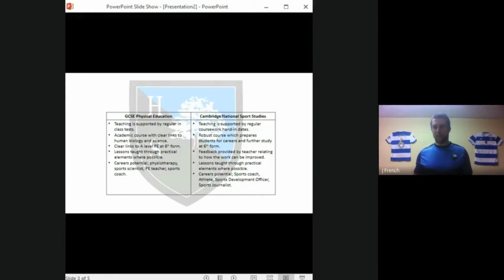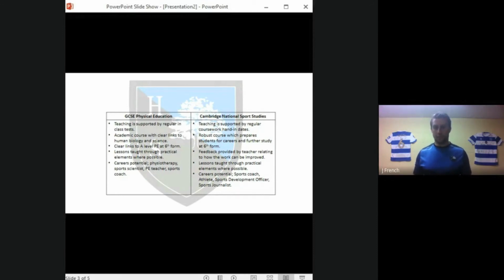This leads nicely into the A-level PE route. So if you're thinking further down the line, once you've got your GCSEs, you want to start thinking about your A-levels, then you can start to potentially consider going for the GCSE PE. The careers potential, we've got physiotherapy, we've got a sports scientist, you could become a PE teacher, or even a sports coach if that's your area of interest.